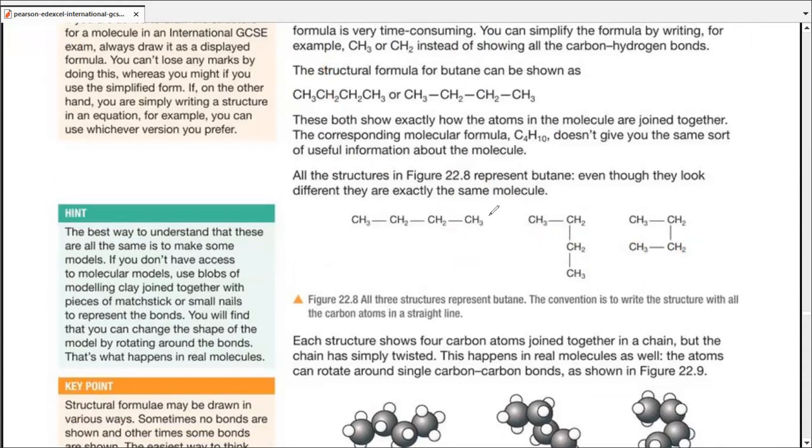This is a kind of confusion that confuses students in exams. But if you take a look at this, all have the same formula. All of them have 4 carbon atoms and 10 hydrogen atoms, and they're all linked to one another in a straight chain, whether the chain goes like this, or like this, or like this, they're still straight. So don't get confused by a simple twist.